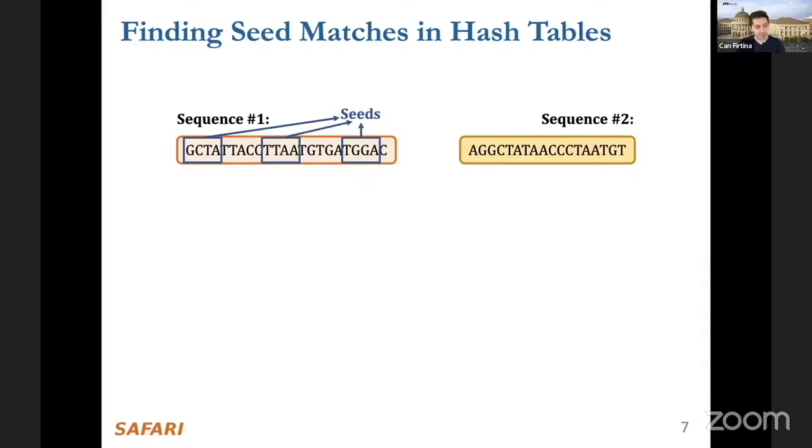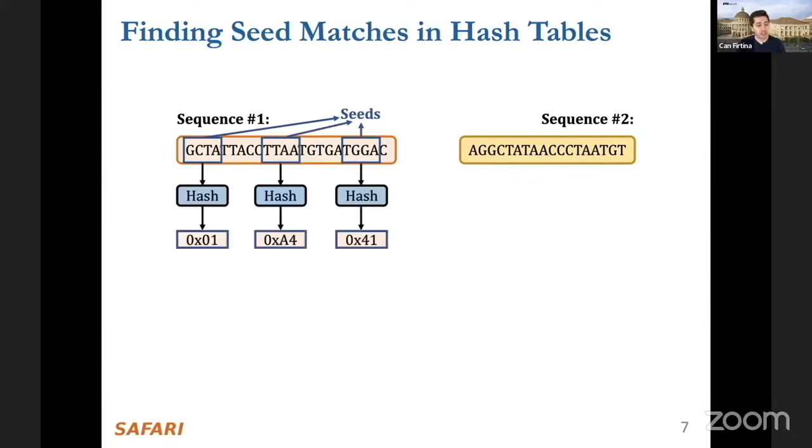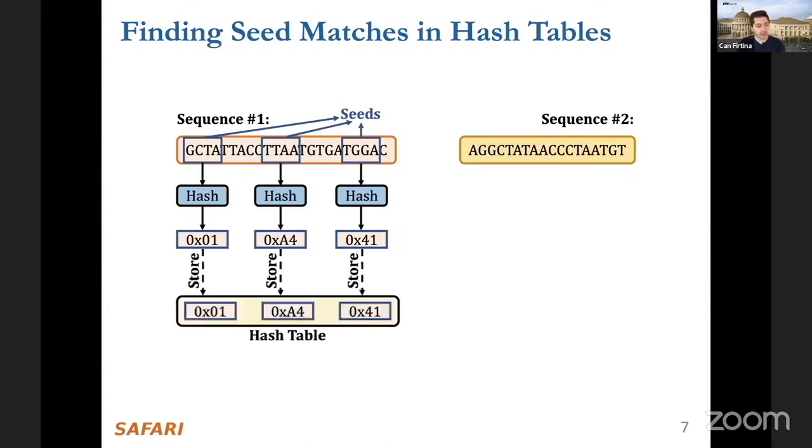So after extracting these seeds, we convert them. We use hash functions to generate their hash values. So rather than using the seeds themselves, we actually convert them to their hash values. And we store these hash values in a hash table as keys, and the values that these keys would return would be the positions where these hash values, or these particular sequences, appear in the reference genome.